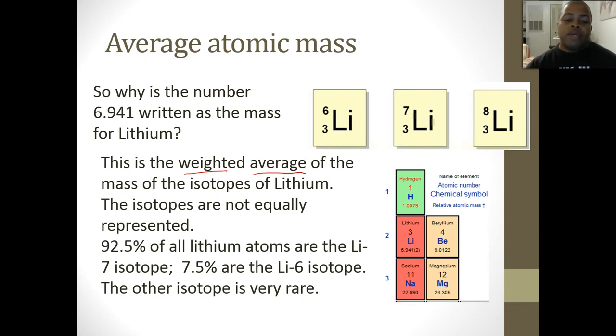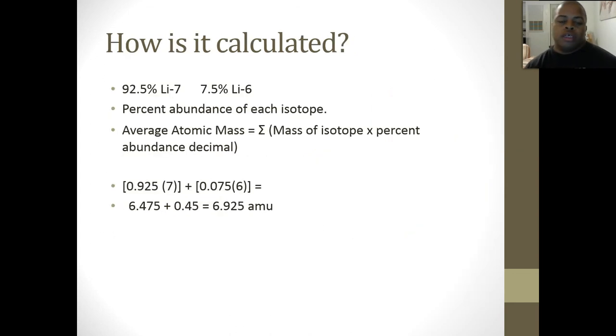Now, in the case of what we have here, 92.5% of the time, we're going to run into lithium 7, with only 7.5% of the time running into lithium 6. The other one, like I said, is very rare, less than 1%. So how do I come up with 6.941 from the 92.5% lithium 7 and 7.5% lithium 6? Glad you asked. We're going to take into account both of these pieces of information and multiply and add them up to get something near our final total.